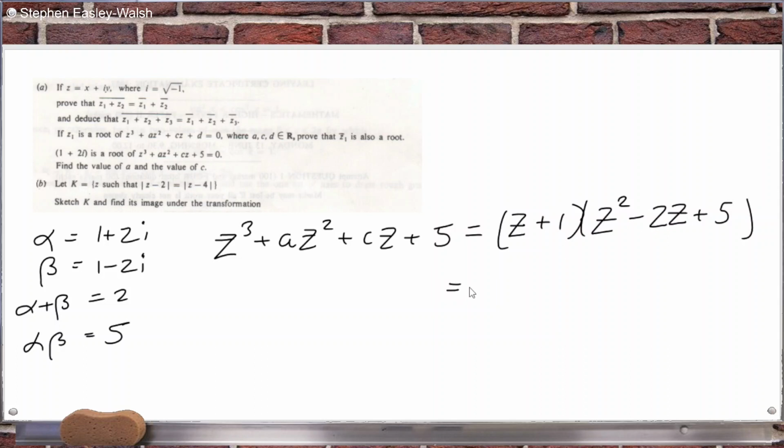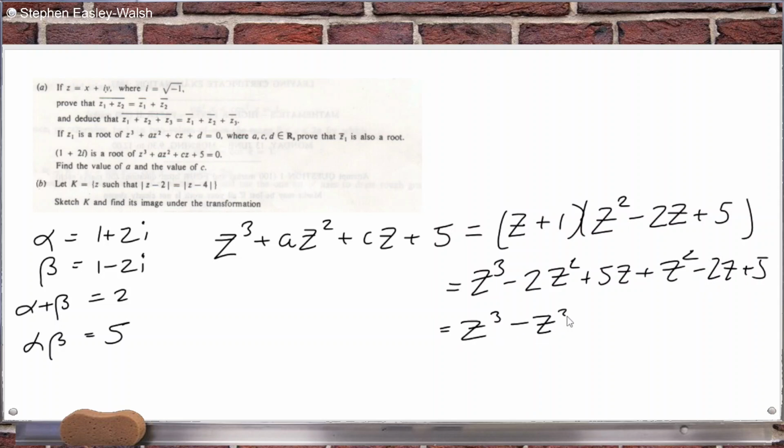That would be z cubed minus 2z squared plus 5z plus z squared minus 2z plus 5. So that's z cubed minus z squared plus 3z plus 5. So the a is minus 1 and the c is 3. And we do get the 5 at the back. Okay. Z cubed minus z squared plus 3z. Yeah, okay, that's the first part done.